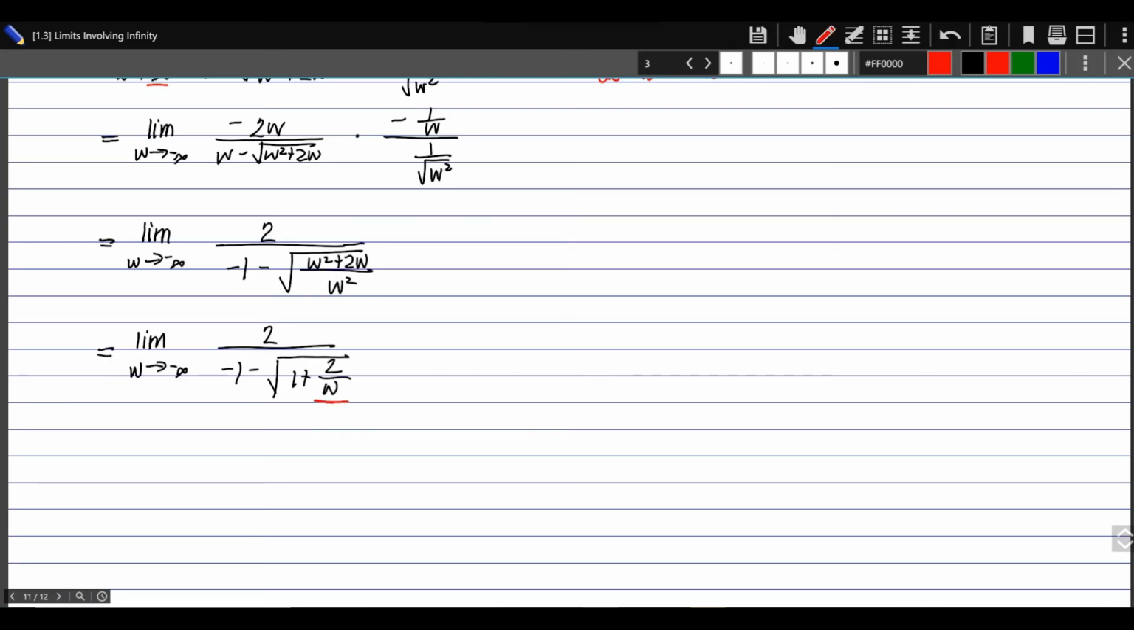Two over w here goes to 0 as w goes to negative infinity. So as w goes to negative infinity, this is equal to 2 over negative 1 minus 1. And therefore, the limit is equal to negative 1.